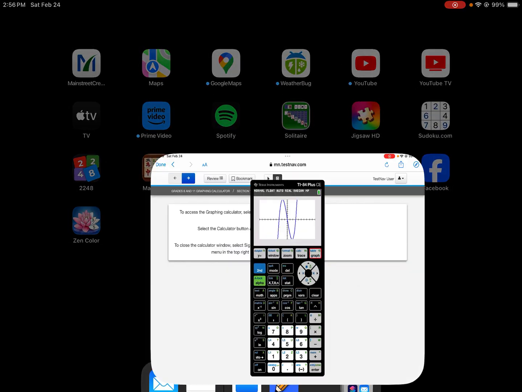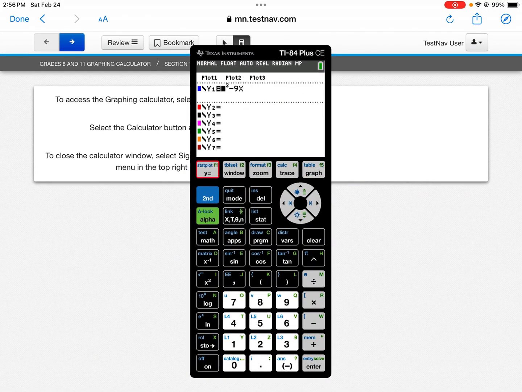Go back to your calculator. Go back here and go, which one are we doing? Number 4, x to the third power plus 8x squared minus 4x minus 32. And if you want, you can hit graph.